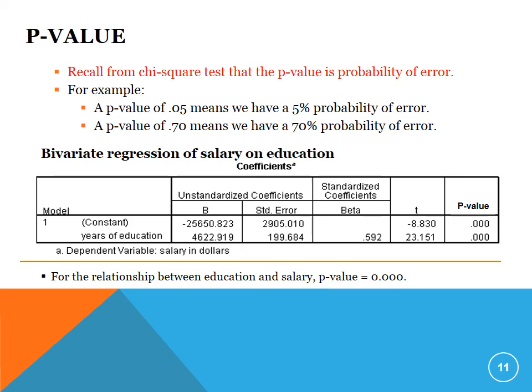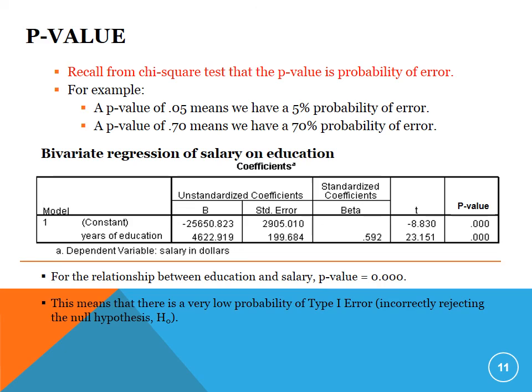Okay, and 99, honestly. So this p-value is telling us that there is a very low probability of type 1 error. So take a look at our chi-square lecture where we talked about the different types of error, and type 1 error is essentially incorrectly rejecting the null hypothesis. Okay, and so that one we know how to control and measure, type 1 error.